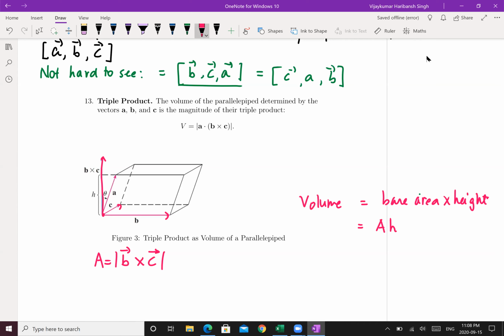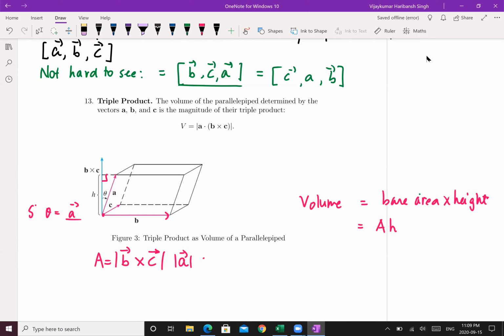Let theta be the angle between B cross C and A. So then we get that the height is given by length of A times cos theta, right? Why is that? Again, use trigonometry. So this is your height, the opposite side. If this angle is theta, this is the base, and the hypotenuse is the length of vector A. So you have sine theta equals length of vector A divided by, sorry, it will be cos theta, right? Not sine theta, my bad.